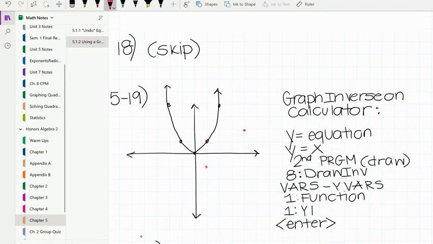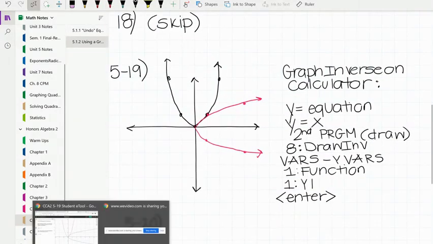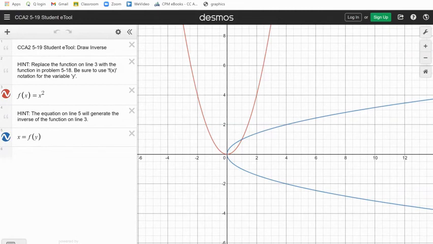So again, if you were not able to get that or follow that, what I would recommend is watching the graphing calculator video after this. All right, so at this point, we have done 16, 17, we've skipped 18, we've done 19, and the last problem is question 20, which you guys will do on your own.